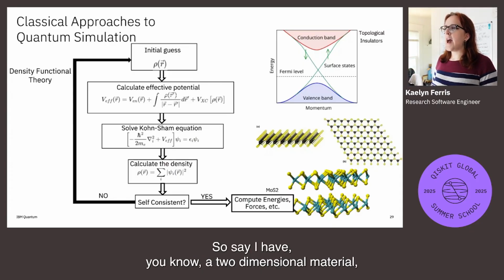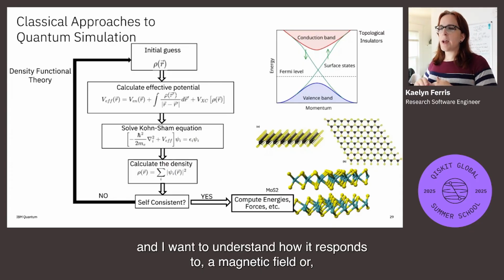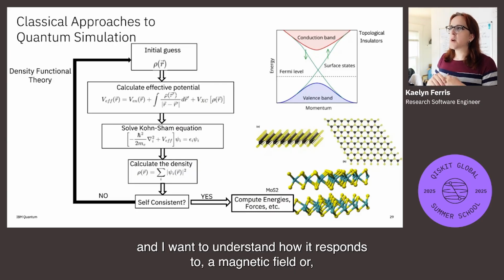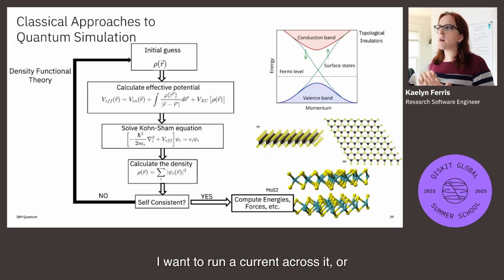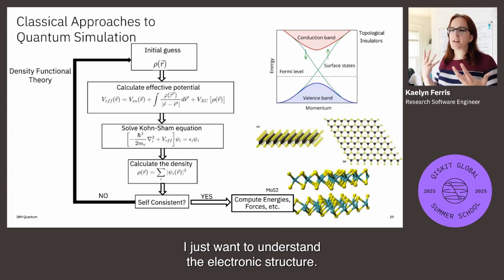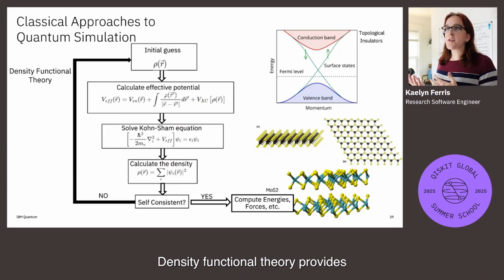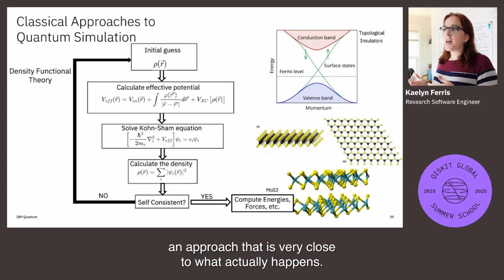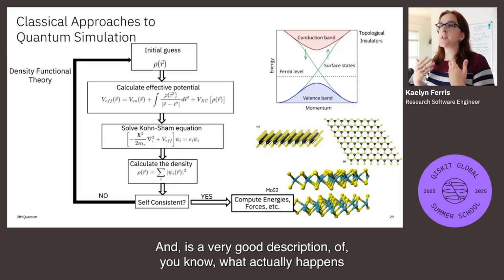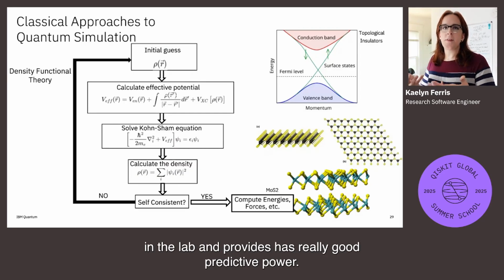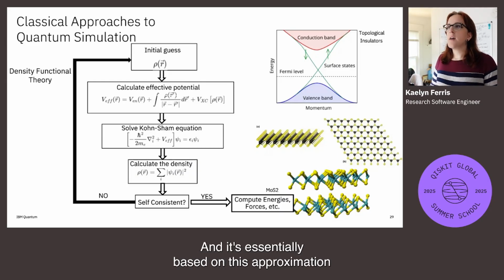So say I have a two-dimensional material and I want to understand how it responds to a magnetic field, or I want to run a current across it, or I just want to understand the electronic structure. What do the states look like in this system? Density functional theory provides an approach that is very close to what actually happens and is a very good description of what actually happens in the lab, and has really good predictive power.